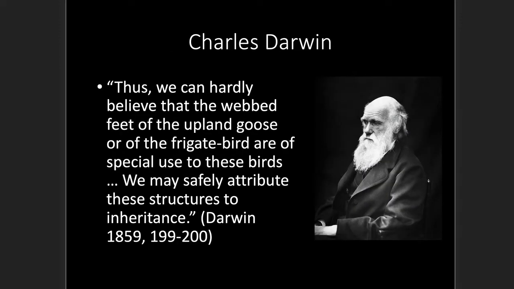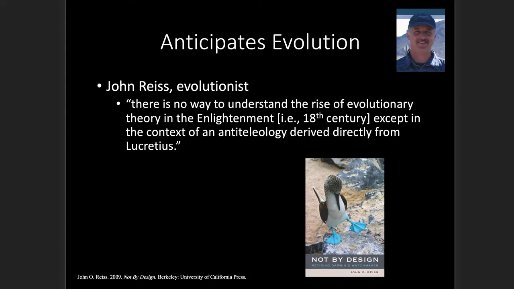Now fast forward a few thousand years to 1859, Darwin publishes his book on evolution, The Origin of Species, which is full of this anti-teleological reasoning. Darwin finds problem after problem in the biological world and concludes that the species must have arisen by chance because of all these problems. Darwin was an anti-teleologist. Evolutionist John Rice has written, "There is no way to understand the rise of evolutionary theory in the Enlightenment except in the context of an anti-teleology derived directly from Lucretius." Rice draws that line and makes that link correctly.